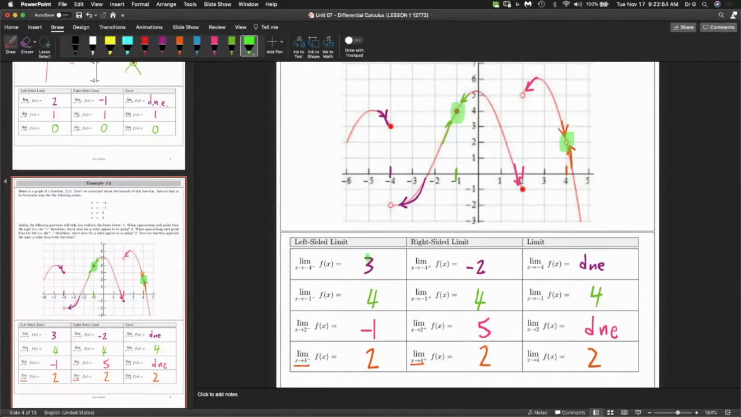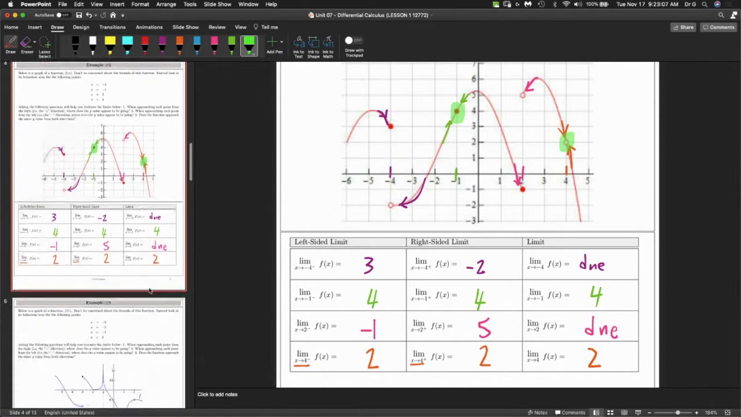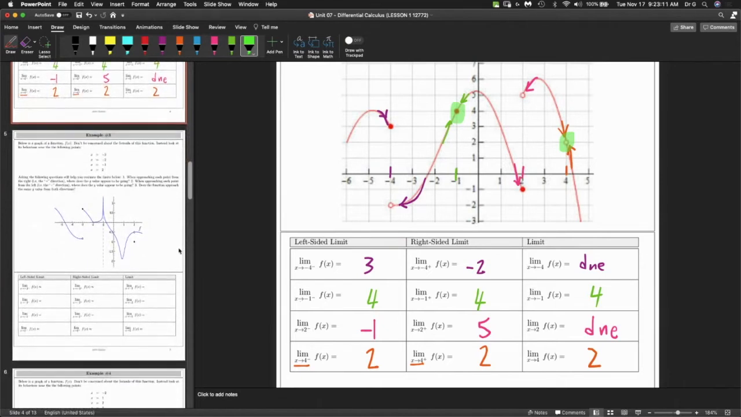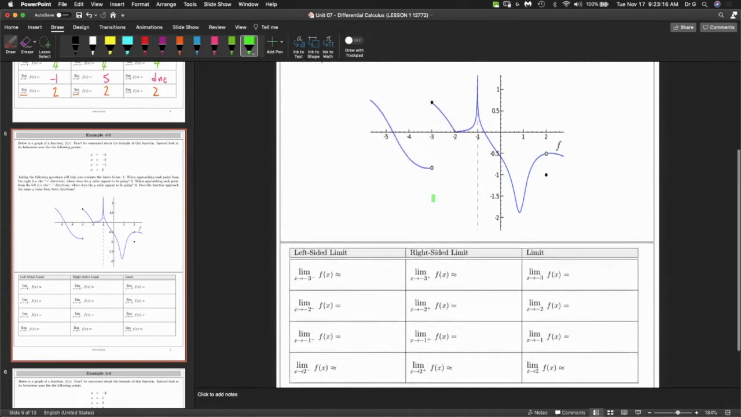The place where limits break down are jumps. Jumps are where limits fail, and other places if perhaps the function doesn't even exist at all. Those are pretty much the two ways that limits fail. We also have things with vertical asymptotes, but those are not going to be of a big concern to us in this course. So here's another graph.